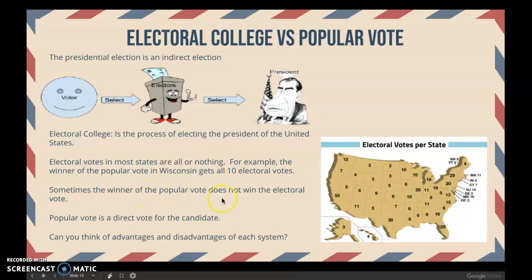What that causes sometimes is where you get a popular vote, meaning the direct election results, that is not the same as the Electoral College. So in 2016, Hillary Clinton actually received a larger percentage of the popular vote than Donald Trump, but Donald Trump won more states. He won the popular vote in 30 states. Hillary Clinton won the popular vote in 20 states. And so Donald Trump was elected president, even though when you added up all the votes from all of the states, Hillary Clinton had more total votes.